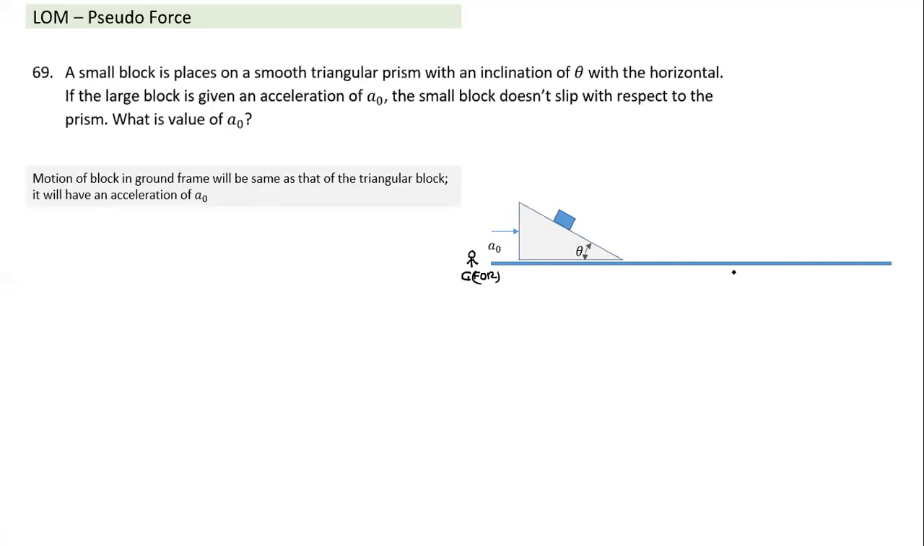So this is what the motion of the block in the ground frame would look like after some time. If acceleration is applied at time t equal to 0, then in time t it will undergo displacement 1 by 2 a naught t square. But what is important here, if this block is not slipping, is that if it was in contact with a particular point on the large block, it remains in contact with the same point on the large block. It has not slipped. If it has not slipped, it means its y coordinate has not changed. Only its x coordinate has changed.